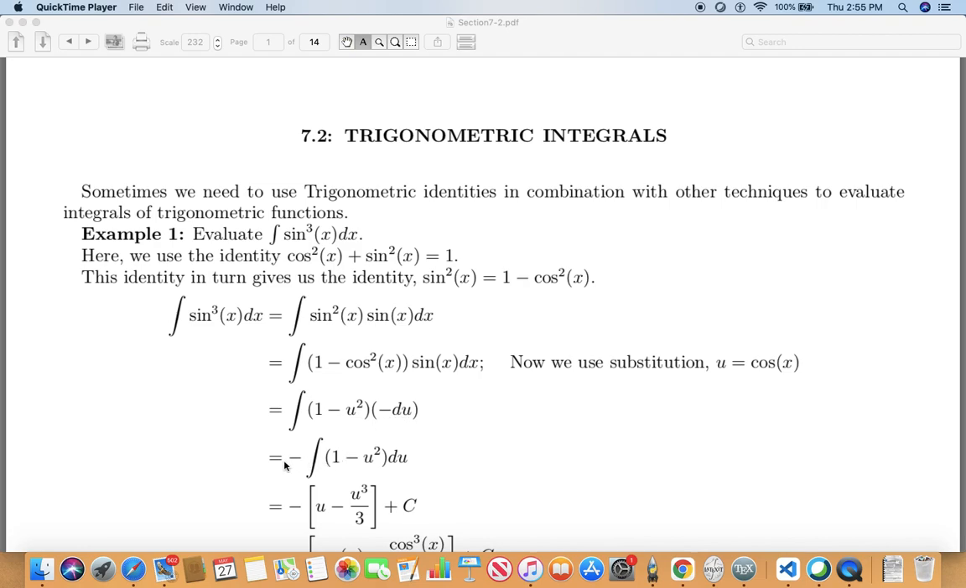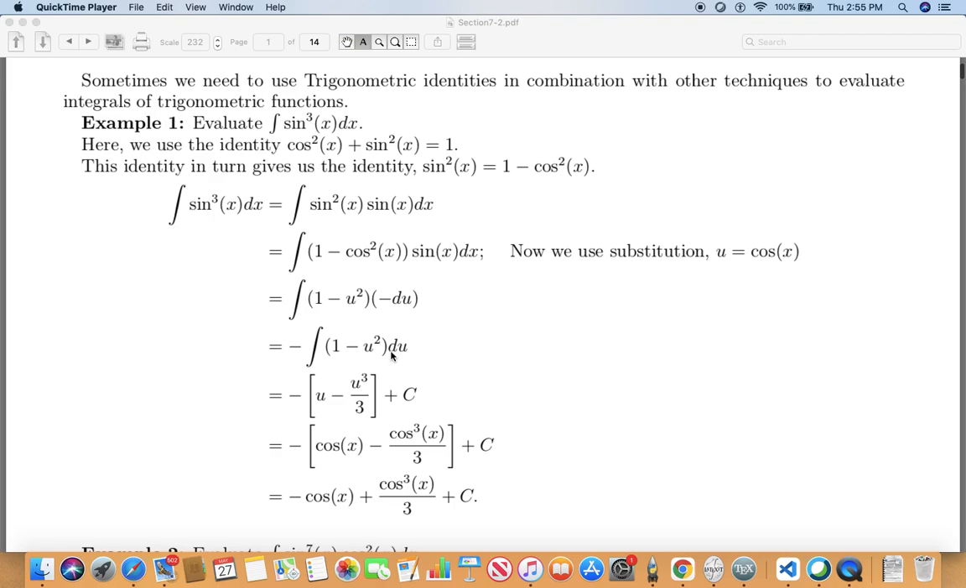So get the negative out. Integral 1 minus u squared du. Now this is a straightforward integration. Don't forget the negative. Integral 1 is u. Integral u squared is u cubed over 3. And a negative continues, plus a constant of integration.